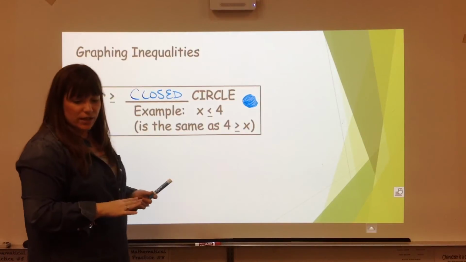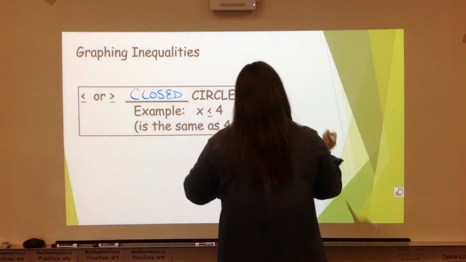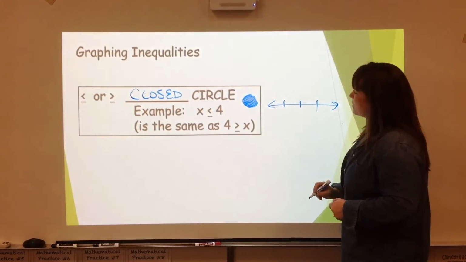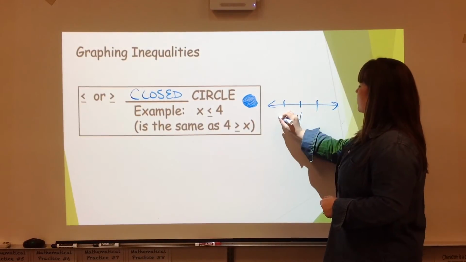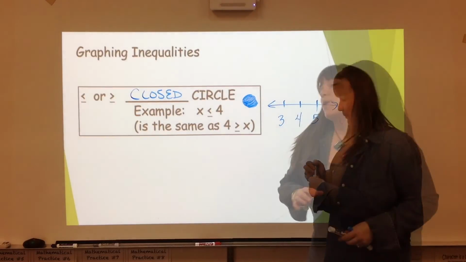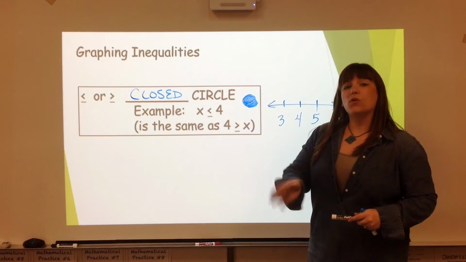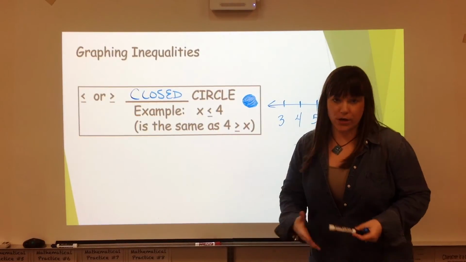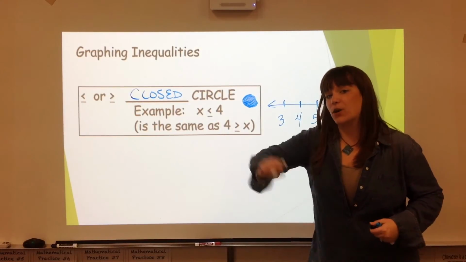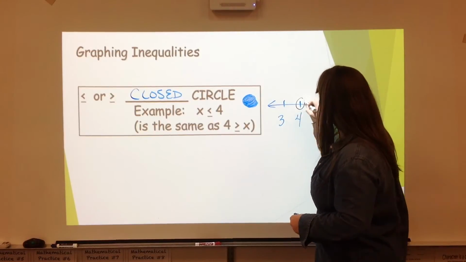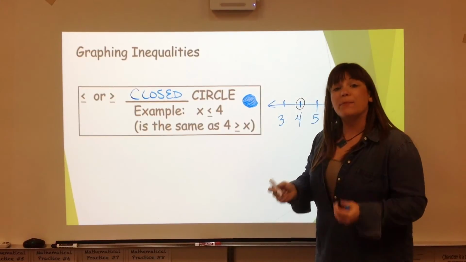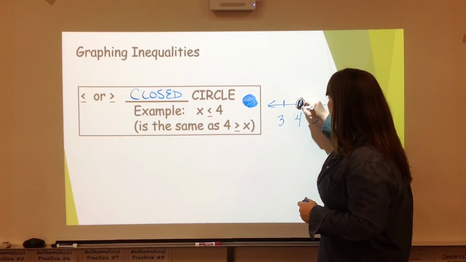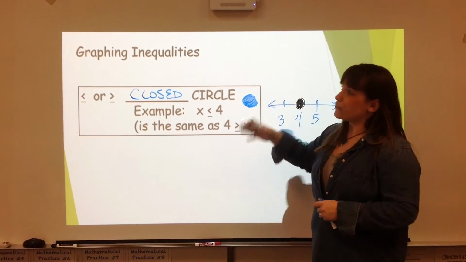So we're going to do this example on the right. We're going to make our own little number line here with just 3 hash marks with our 4 and our 3 and our 5. So when x is less than or equal to 4, 4 is an answer that works. Because of that, that's why we're closing in that circle. So we're going to draw a circle just like the 4, but when you see that line, you need to fill in the circle and then shade either to the right or left.